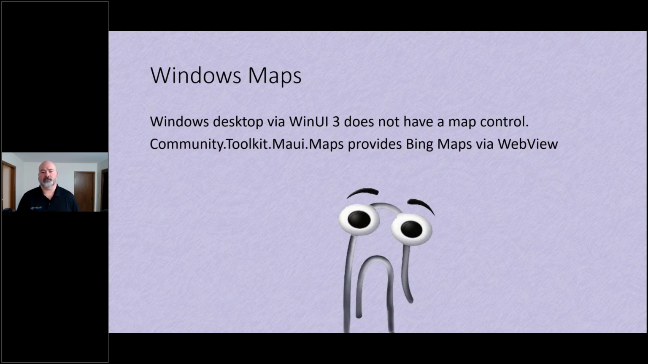If you use Community Toolkit MAUI Maps, that provides big maps and they're doing it as a web view. So in some ways, it's almost a little bit like having it in Blazor because you're now embedding a web view inside your mobile app.